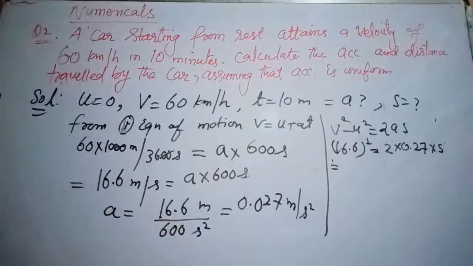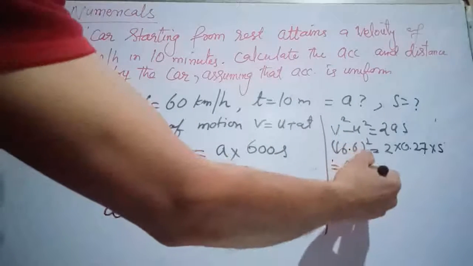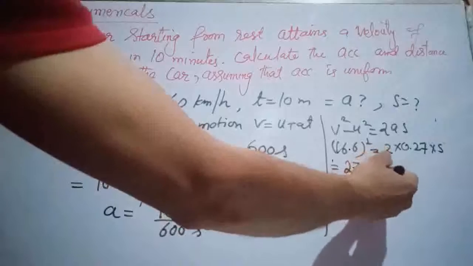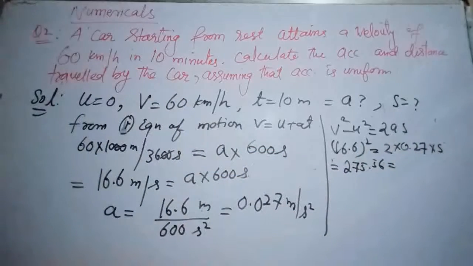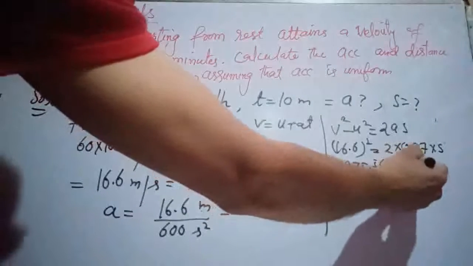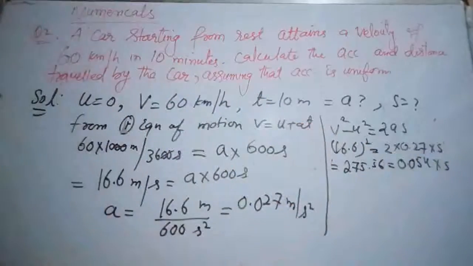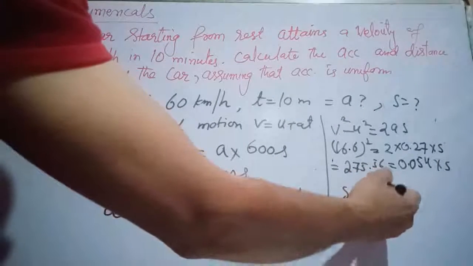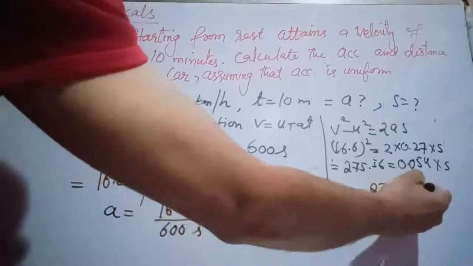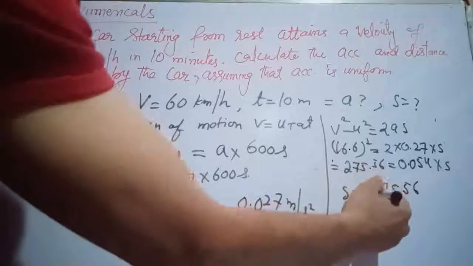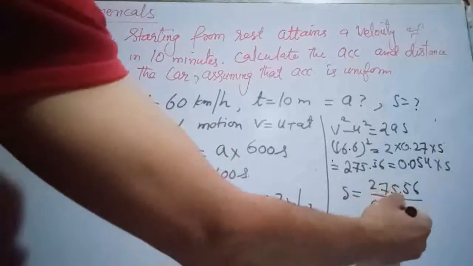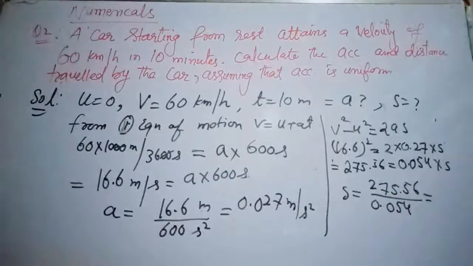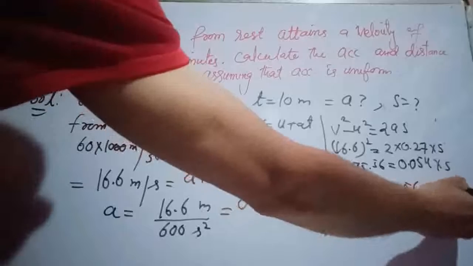16.6 whole square is equal to 275.56. So 275.56 is equal to 2 multiplied by 0.27, which is 0.054, multiplied by s, and s will be equal to 275.56 divided by 0.054, which comes out to be equal to 5102 meter.